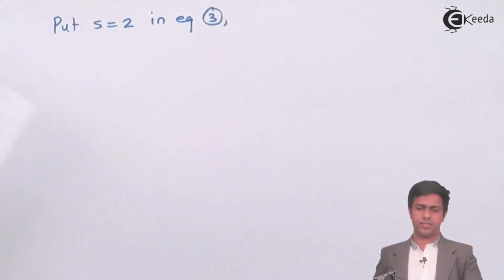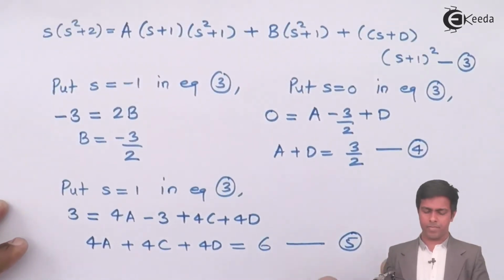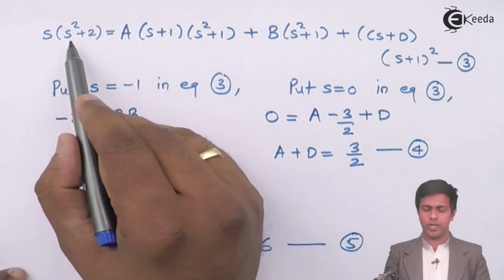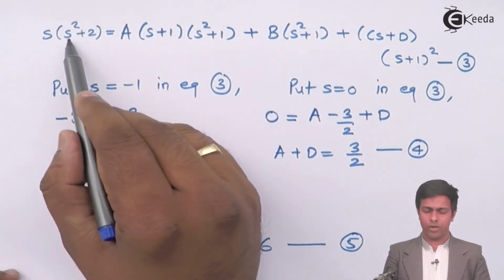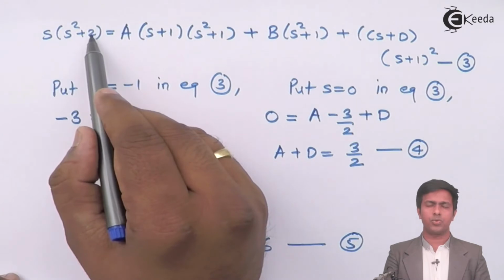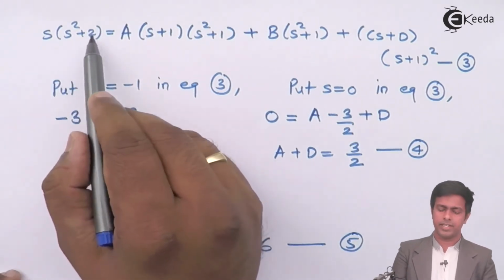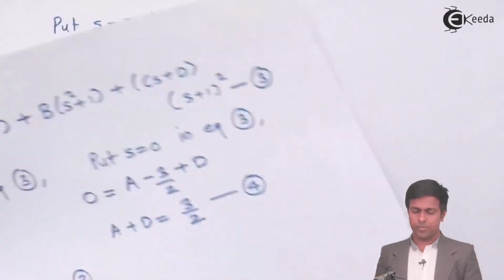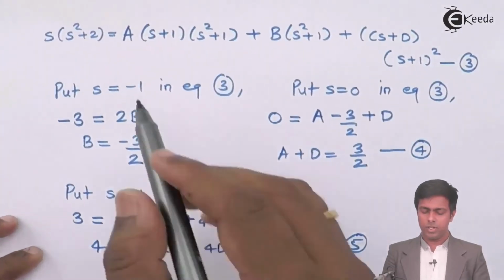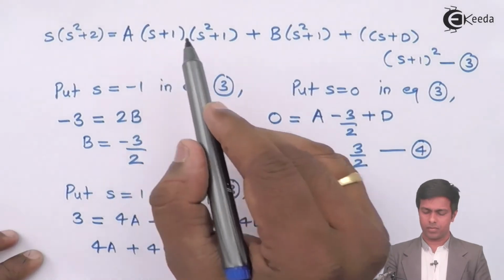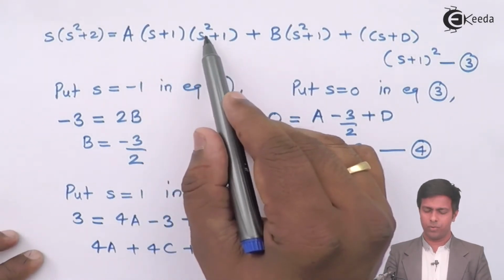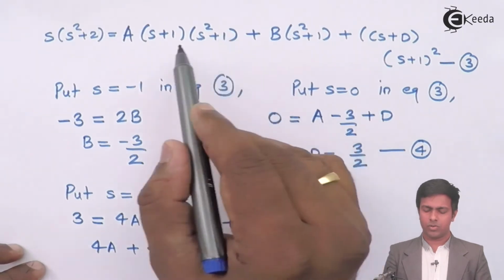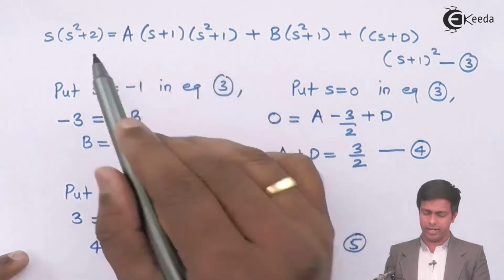So this will give us 3 square, s is 2, so 2 square, which is 4, 4 plus 2 is 6, and 6 into 2, that is 12. So LHS is 12, equal to, here we'll get 2 plus 1 is 3, 2 square, that is 4, 4 plus 1, that is 5. So 3 into 5, 15a.